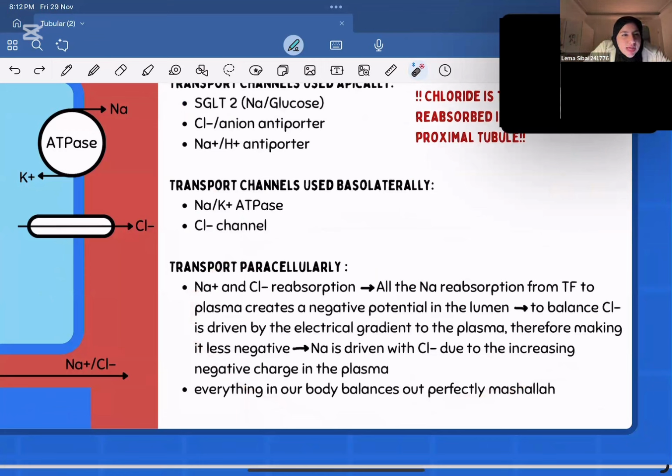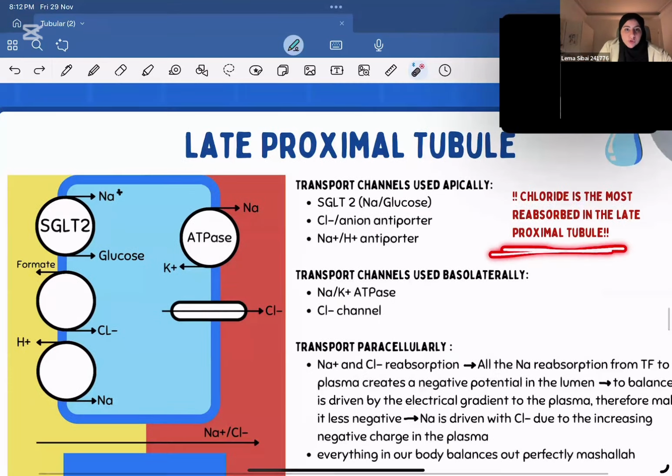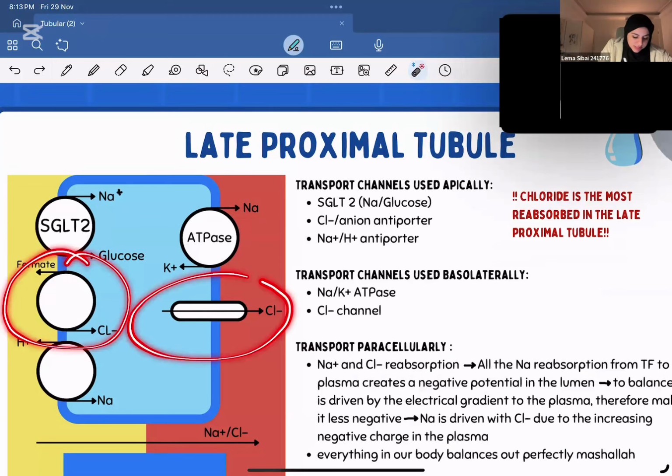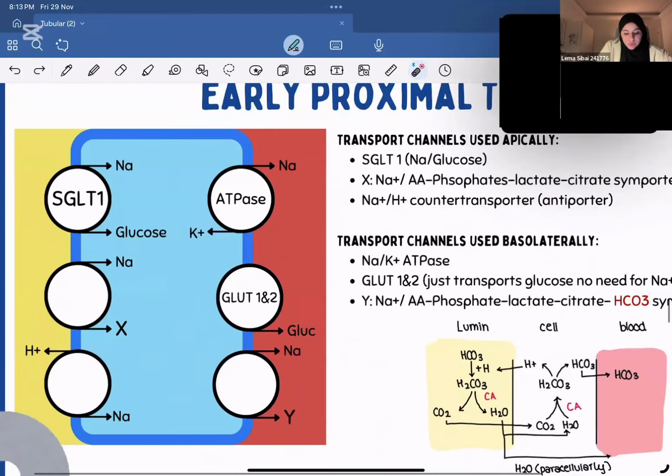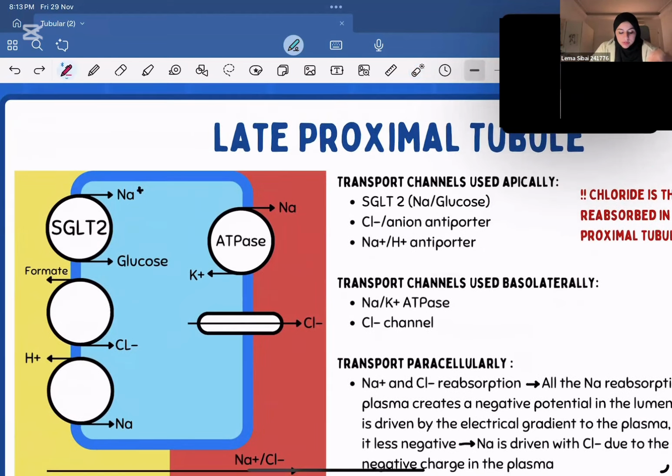Wait. So does late have the same channels as early? No, it does not have the same channels as early. Late proximal tubule, as I said here, is more concentrated on chloride. So it has more chloride channels, if you can see. Now, early proximal tubule has more glucose channels, more amino acid channels, phosphate; it mostly focuses on sodium, glucose, amino acids, all of these molecules, and late proximal tubule is more for chloride, if that makes sense. And it just picks up other glucose molecules that weren't reabsorbed in the early proximal tubule. Okay.